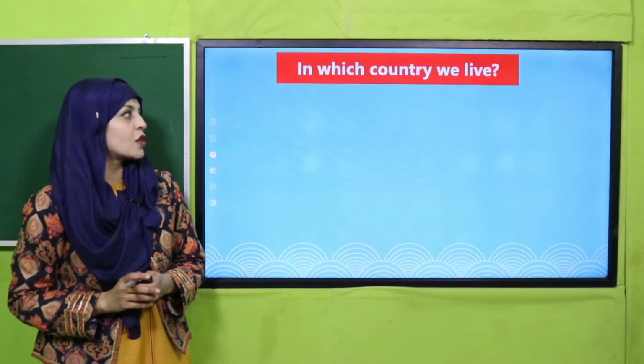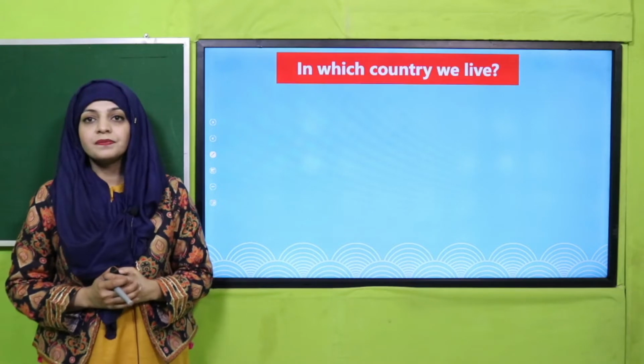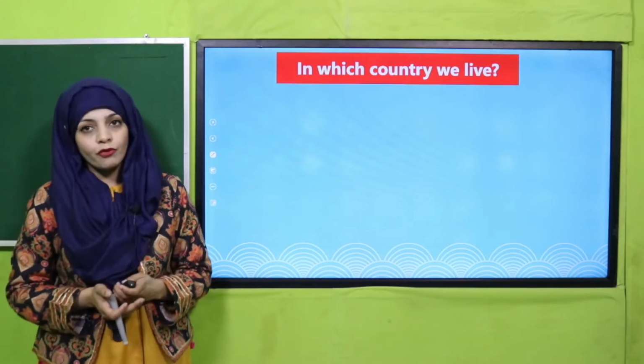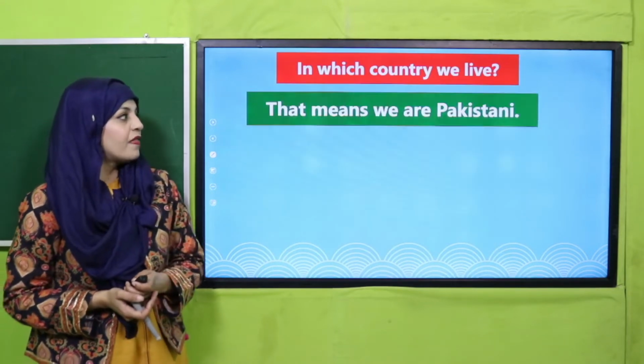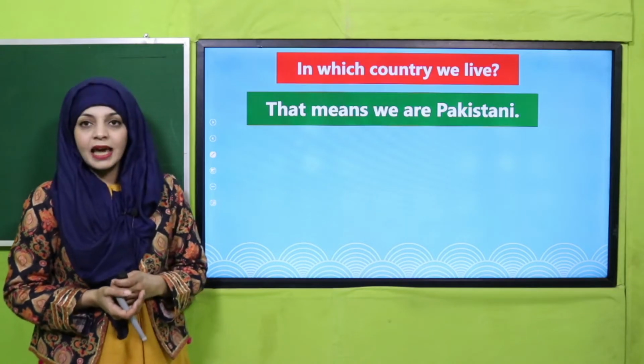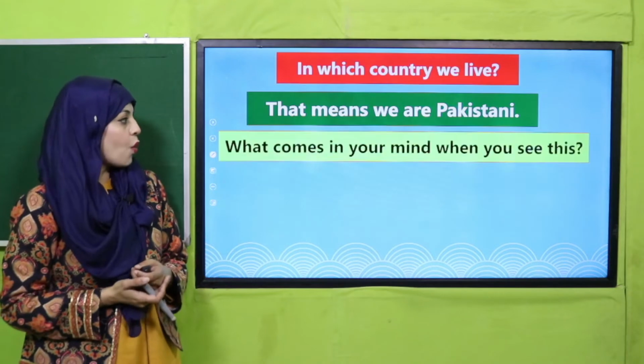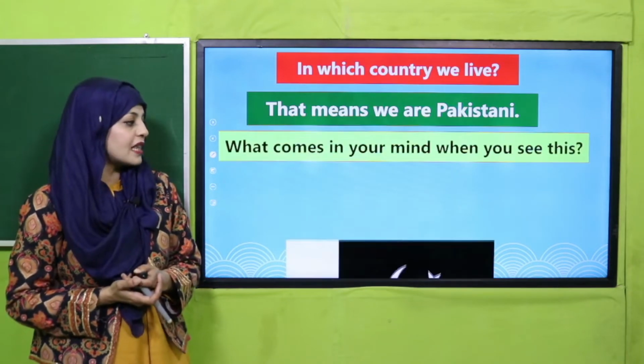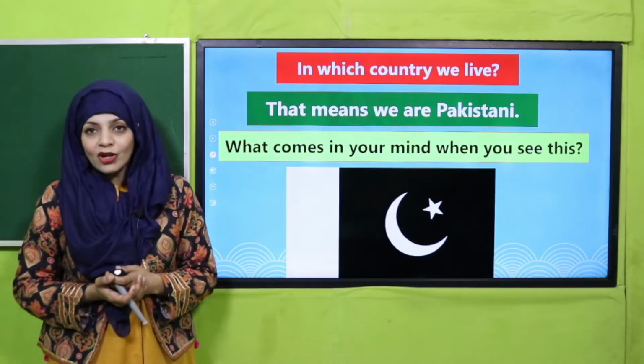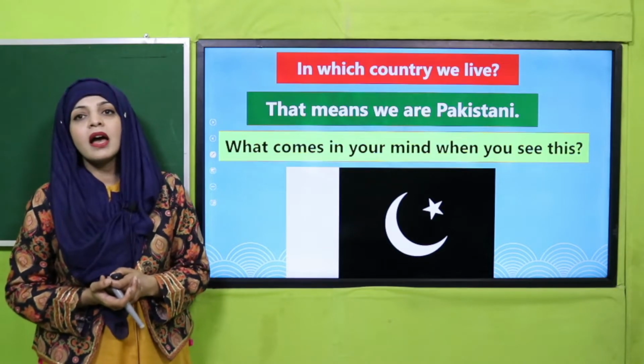So my dear students, let's quickly start the activity. In which country do we live? Pakistan, of course, very good. That means we are Pakistani. So what comes to your mind when you see this? The flag of Pakistan, and it is our identity.